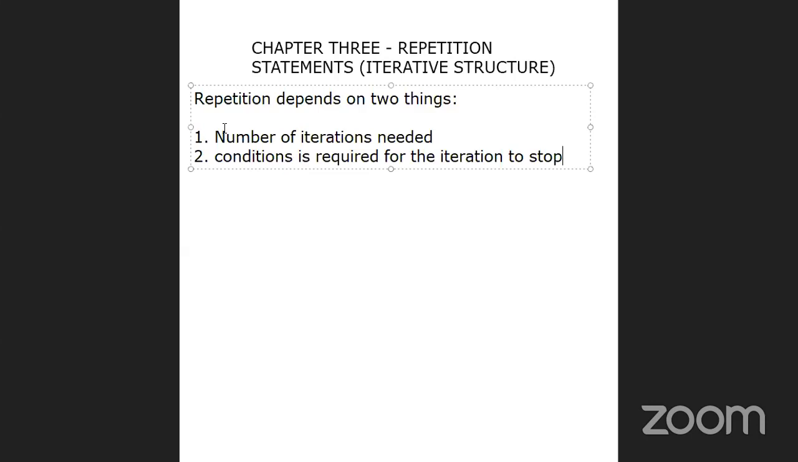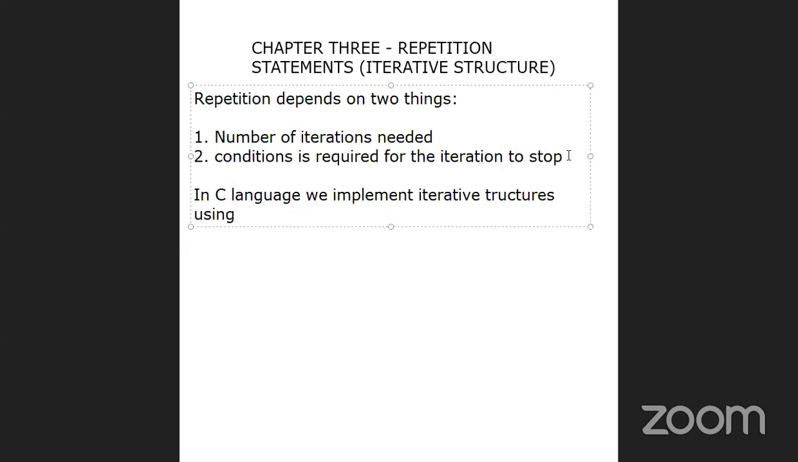In the C language, we implement the iterative structure, or this repetition, with three basic statements. One, we have the for loops.